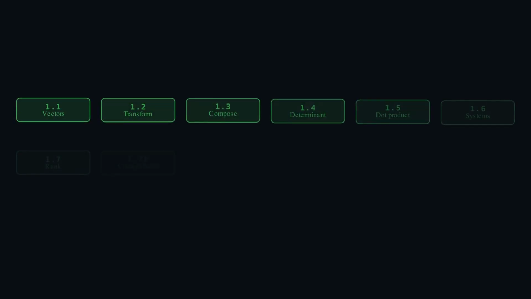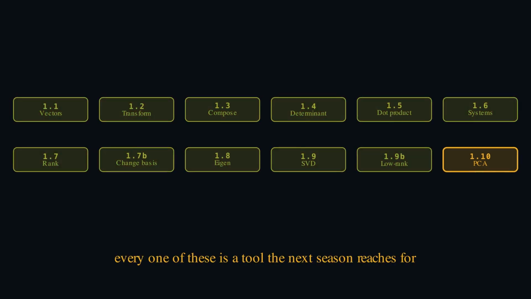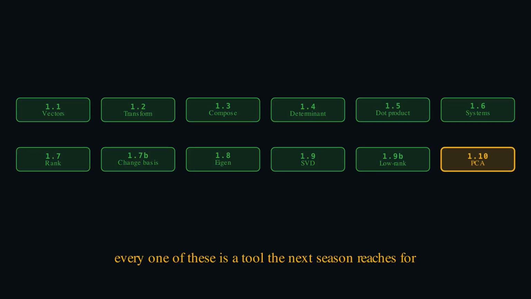And that is the season. Vectors carrying meaning. Matrices bending space. The determinant, the dot product, rank, change of basis, eigenvectors, the SVD, low rank, and today all of it at once. Every box on that map is a tool the later seasons reach for. You now have the whole toolbox.